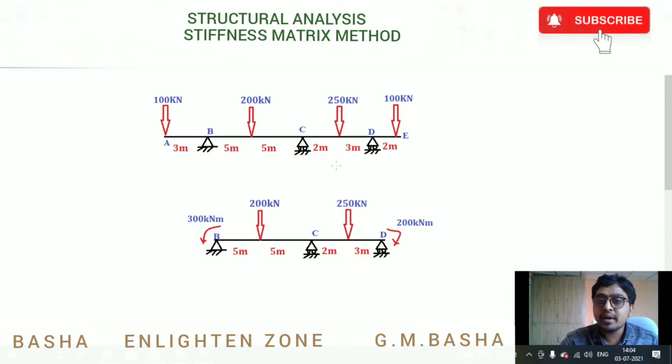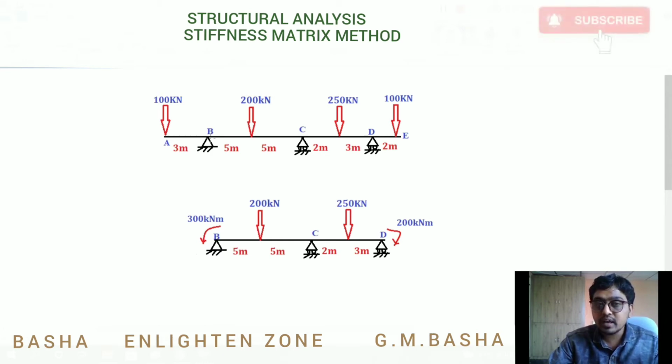For example, how many degrees of freedom are here? There is 1 degree of freedom at the hinge B, another at the hinge C, and another at the hinge D. Therefore there will be 3 degrees of freedom, and you will get 3 by 3 matrices. Our coordinate positions are at B, at C and at D. Therefore, you will get P1, P2, P3.